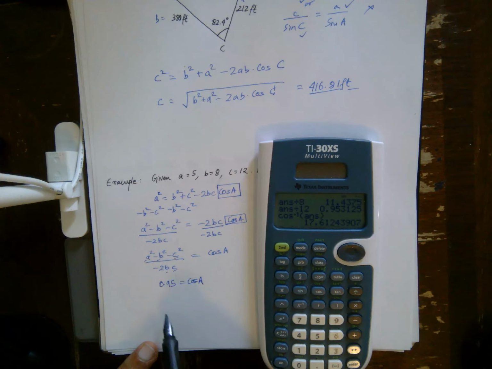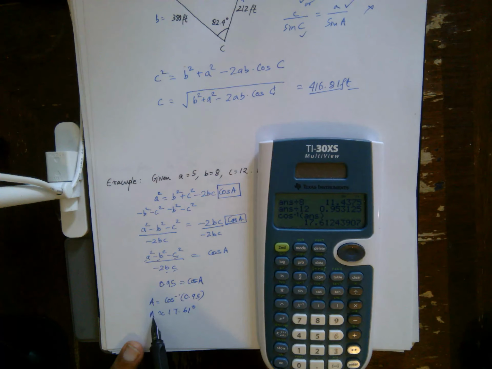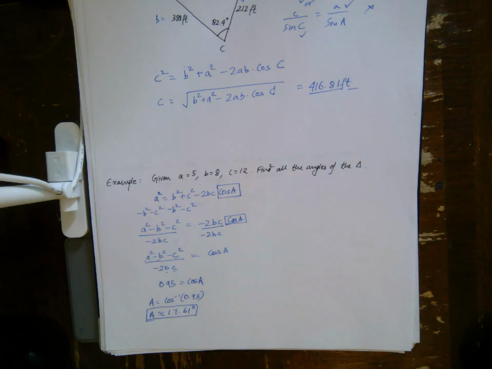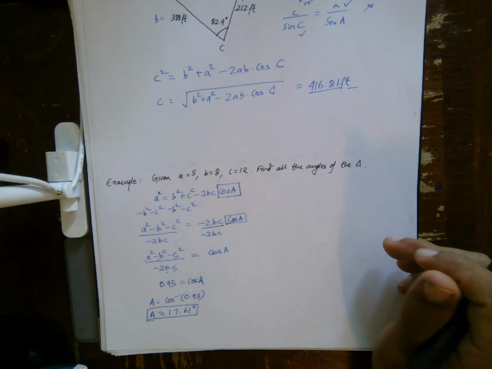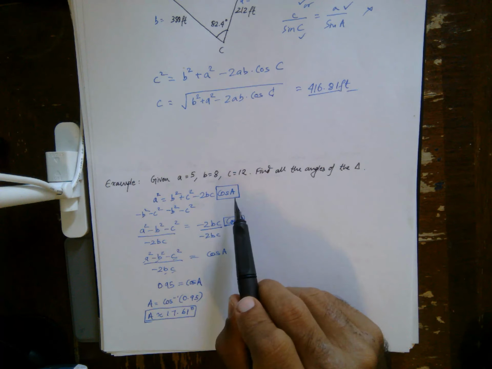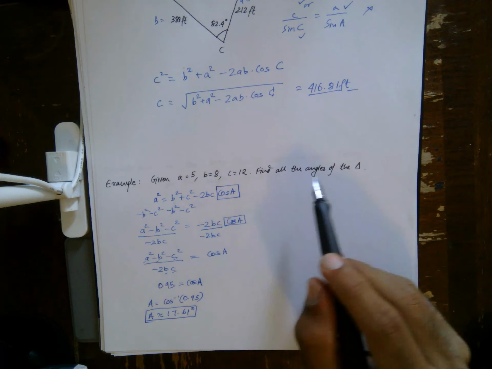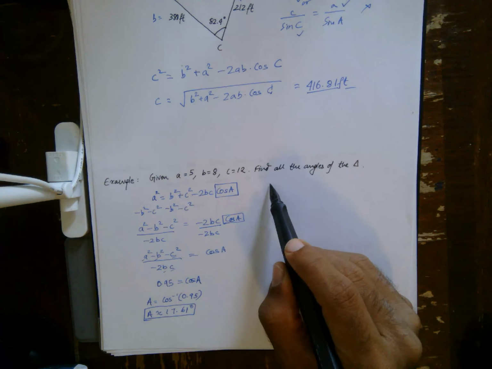Cosine inverse would give me roughly 17.61 degrees. Now from here on, you have a bunch of pathways that you can take. You can use the expression for b squared to find angle B, but you can also be a little smart about it, and now you can use sine law.